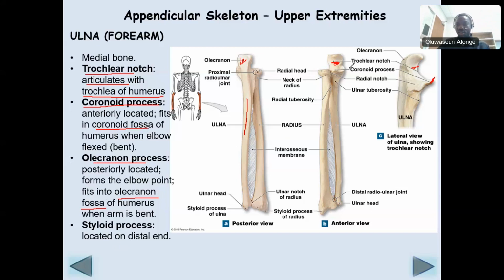The styloid process is on the distal end. That's the styloid process there. Okay, that's the styloid process. This is the styloid process of the radius, and the styloid process of the ulna. All right.